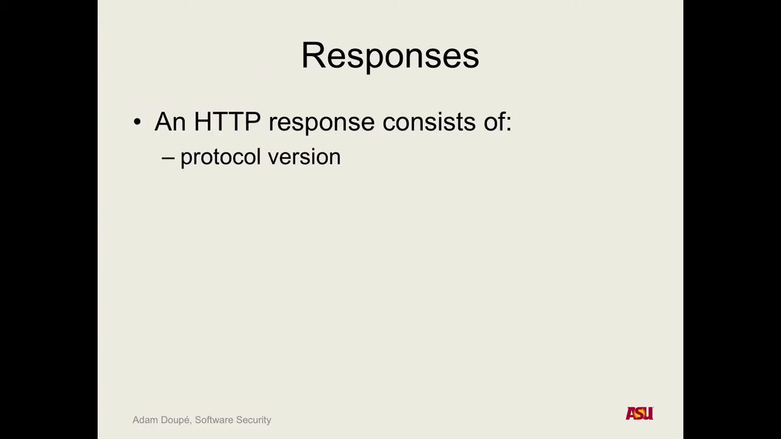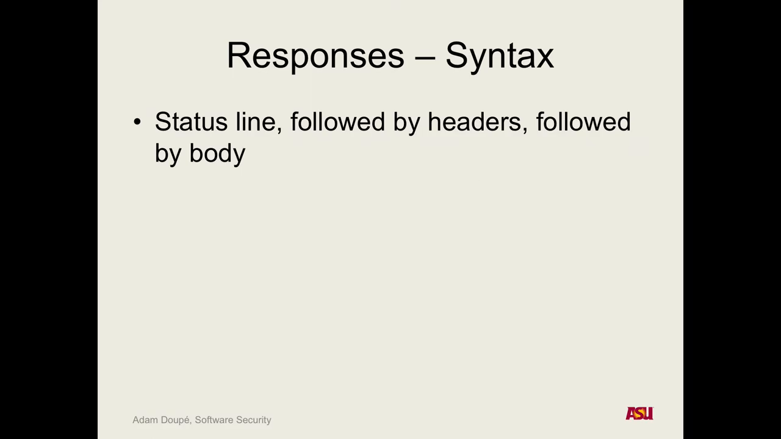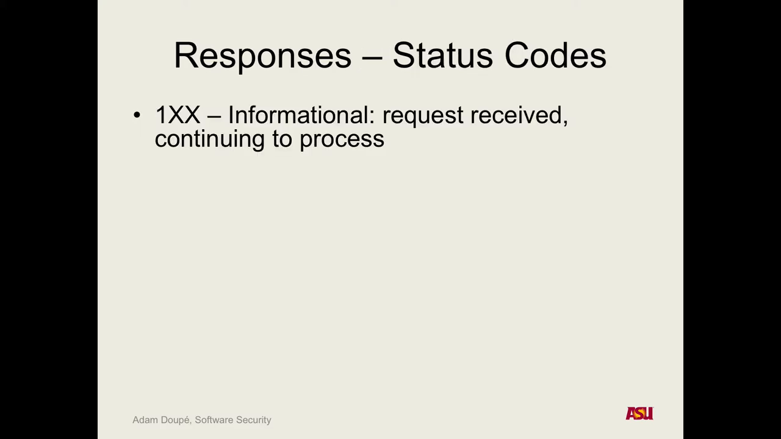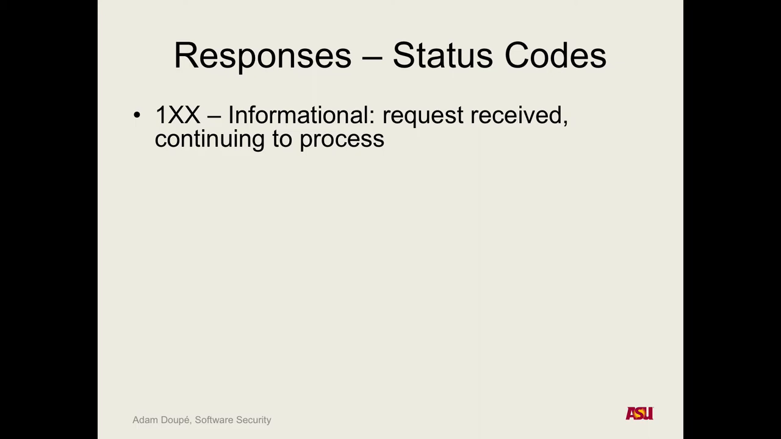So a response, an HTTP response, when you're responding back, you also respond with the protocol version number and say, hey, here's an HTTP 1.1 response. Again, make sure you don't have these protocol mismatches. A status code, which says exactly what this response means, a short reason for that status code, some headers, and then a body. So the syntax, same thing: status line, headers, body. It's almost the same as a request, except the status line is slightly different. These status codes are really important. This is where the 404 not found thing comes from. This is the status code in HTTP.